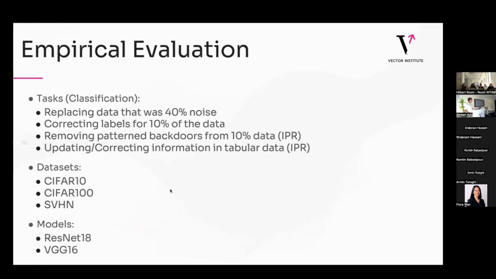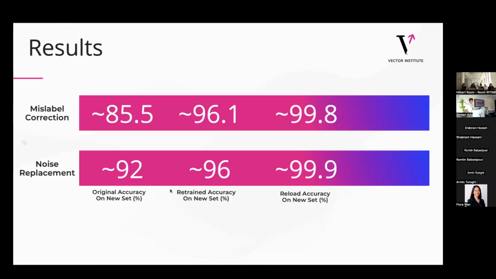For this task, I also carried out an empirical evaluation, and I'm still in the process of doing so as well. So the tasks that we tested on here were replacing data that was 40% noise, correcting labels for 10% of the data that was mislabeled through a label flip attack, removing patterned backdoors from 10% of the data, or updating and correcting information in tabular data. Those last two are still in progress. This was across 3 different data sets and 2 different model architectures.